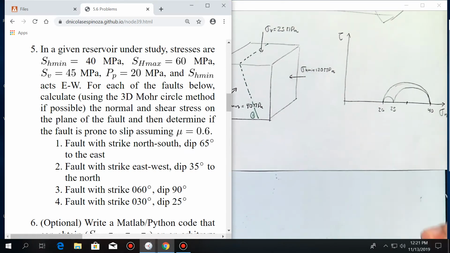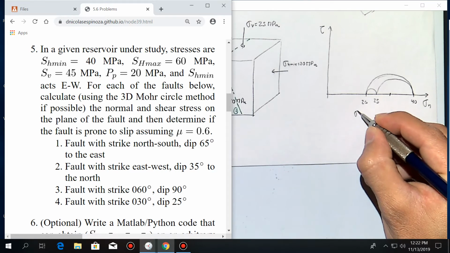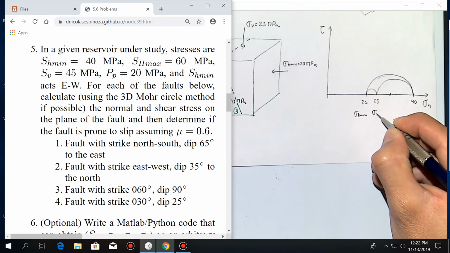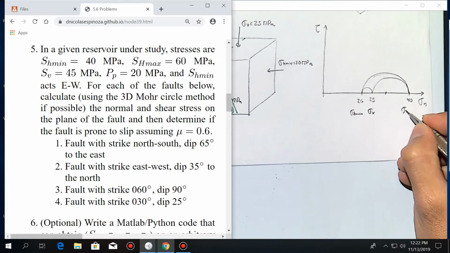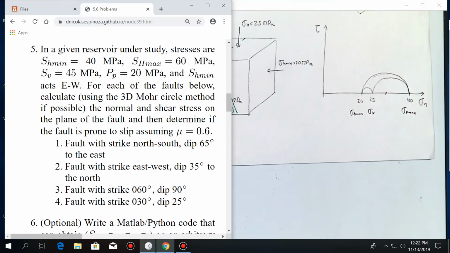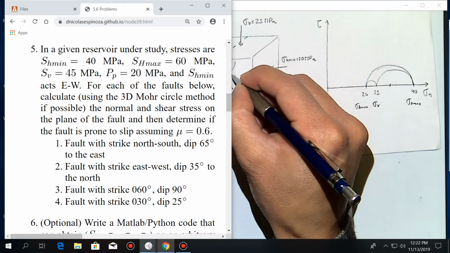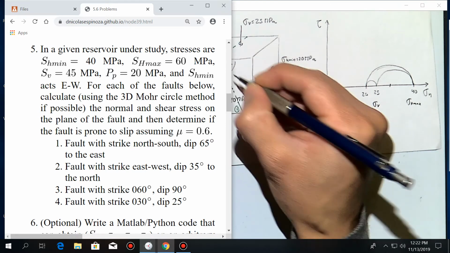Let me add that over here. This is sigma H mean. This is sigma V. This is sigma H max. All right. And I know this is 65 degrees.